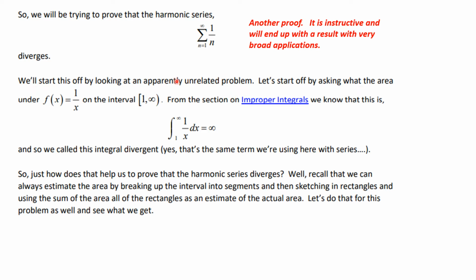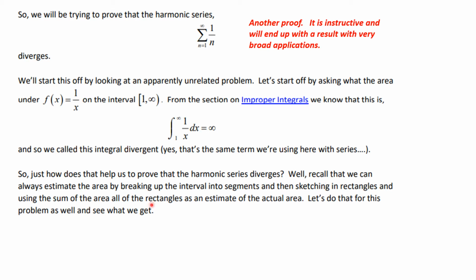Let's start out by asking, what is the area under the curve f of x equals 1 over x on the interval from 1 to infinity? Now we know from the lectures that we had on improper integrals earlier that the integral from 1 to infinity of 1 over x dx diverged, and we called it infinity. Divergent is the same term we're using here, but this time with series. So just how does this help us prove the harmonic series diverges?